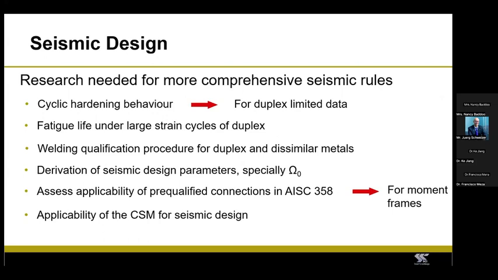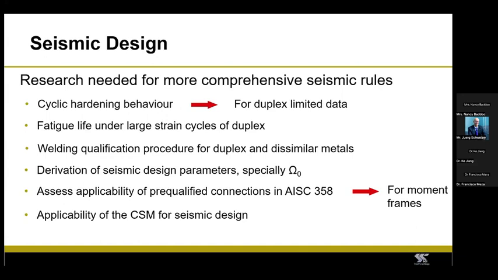There is some research at the moment, but this is mostly on austenitic stainless steel. For duplex, it seems that the cyclic hardening behavior is more similar to carbon steel, but we need more tests on different alloys and also on different product forms to better quantify the amount of strength hardening that can be reliably used in design.